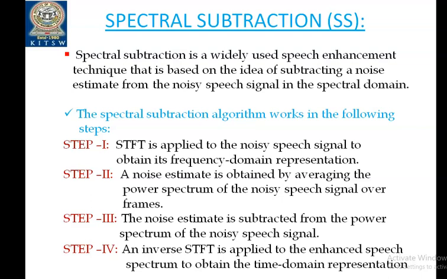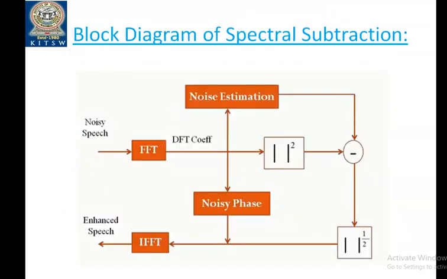The process is very simple. We need to subtract the noise estimate from the noisy speech signal in the frequency domain. This is the block diagram of spectral subtraction. Noisy speech is there, and we apply the fast Fourier transform. Here the framing and windowing have already been applied to the actual speech that we recorded. We have recorded the speech signal under background noise, and that is what we call the noisy speech.